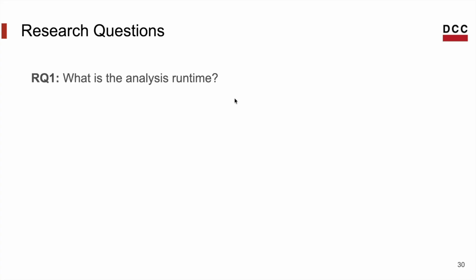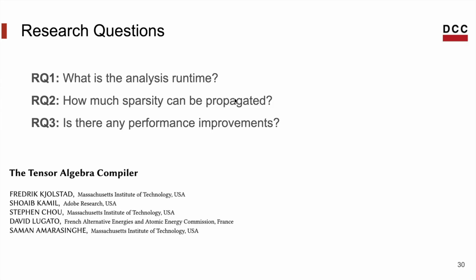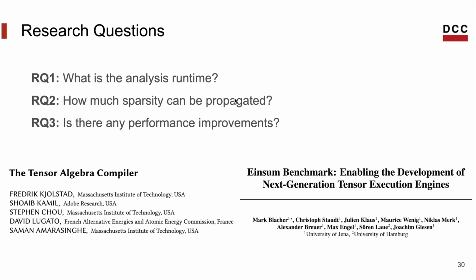So the first one is, what is the analysis runtime? How much sparsity can the analysis propagate? And is there any performance improvement, any benefit by propagating those zeros? So to answer those questions, we implemented the analysis on top of the Taco compiler, and we used the Einstein benchmark to build our computational graphs.